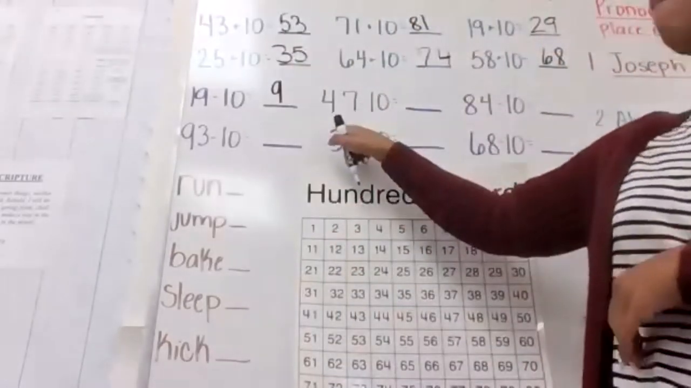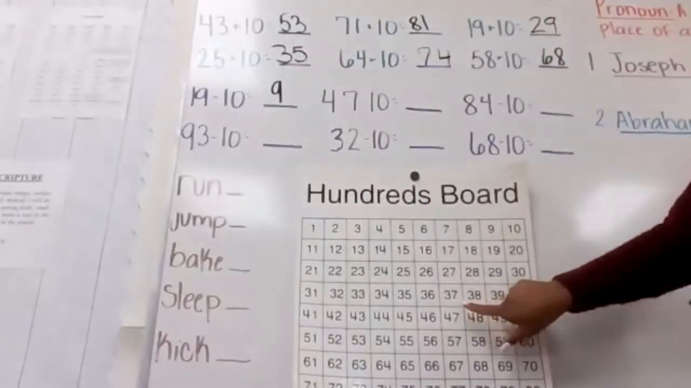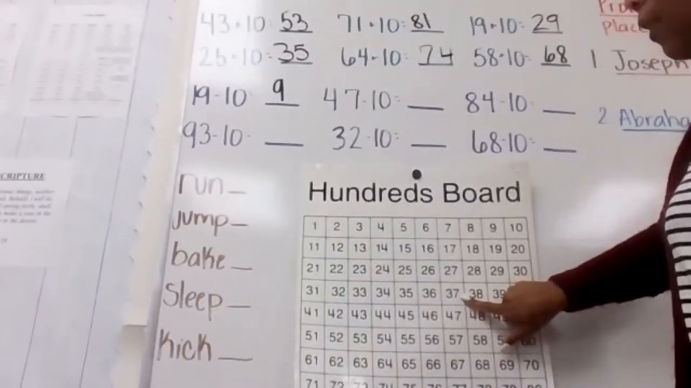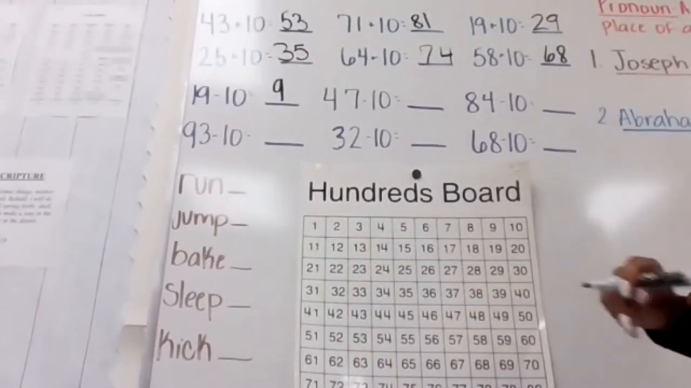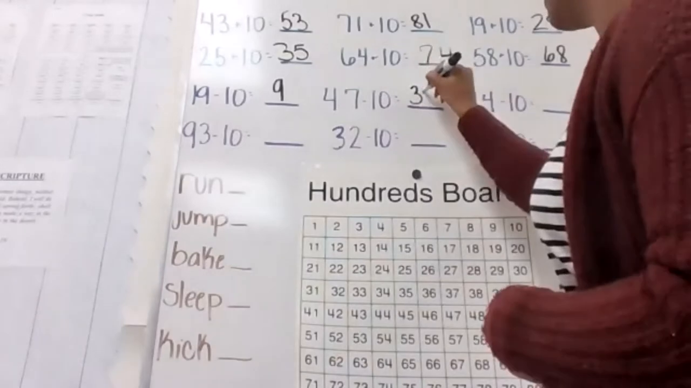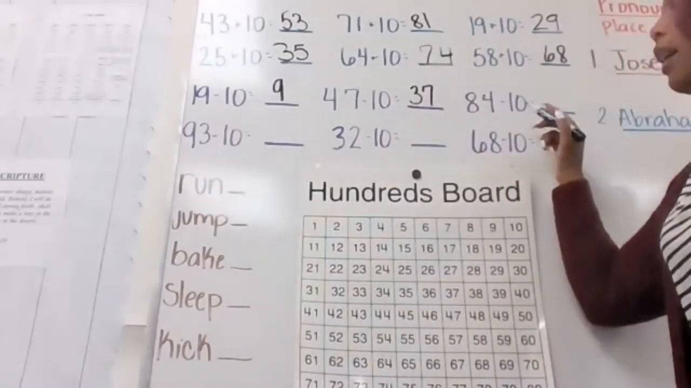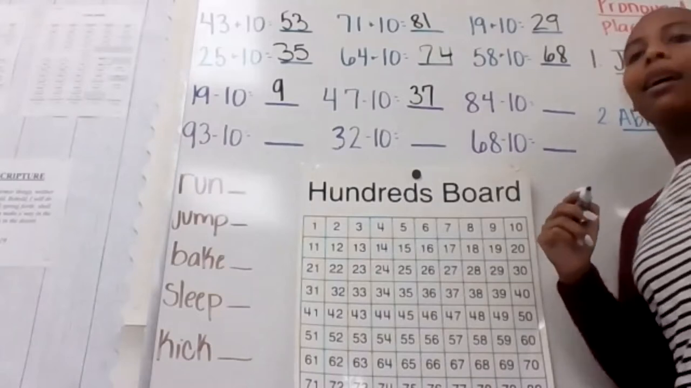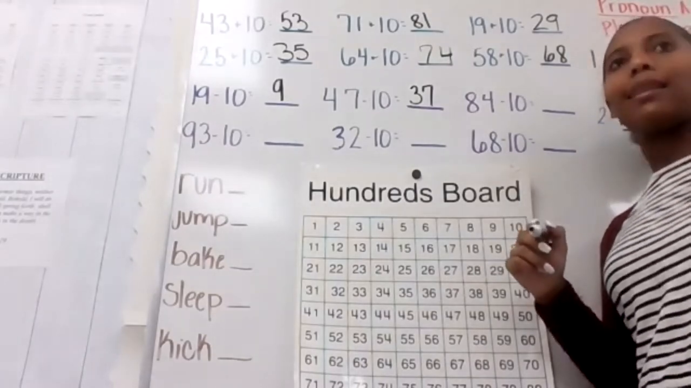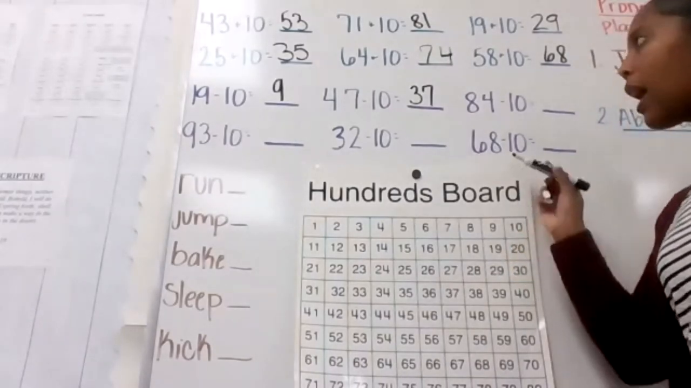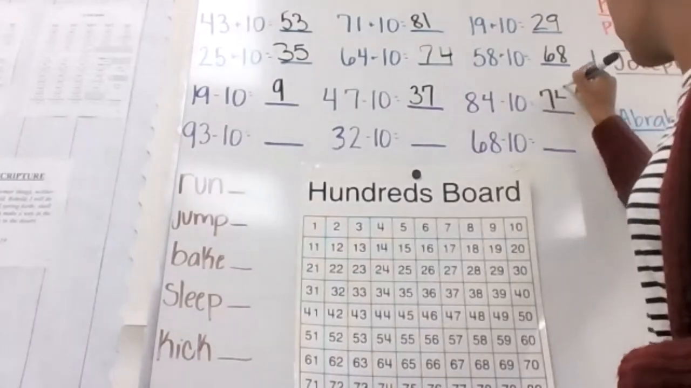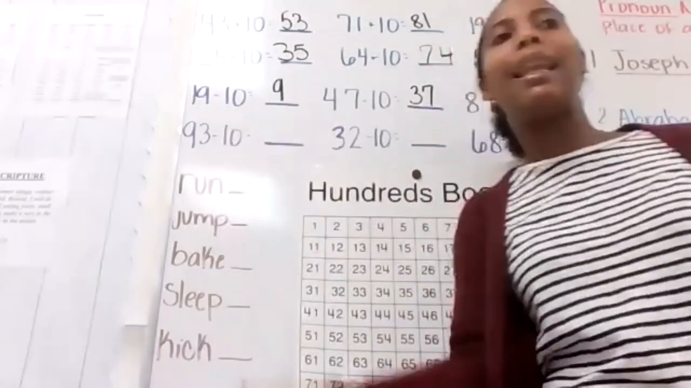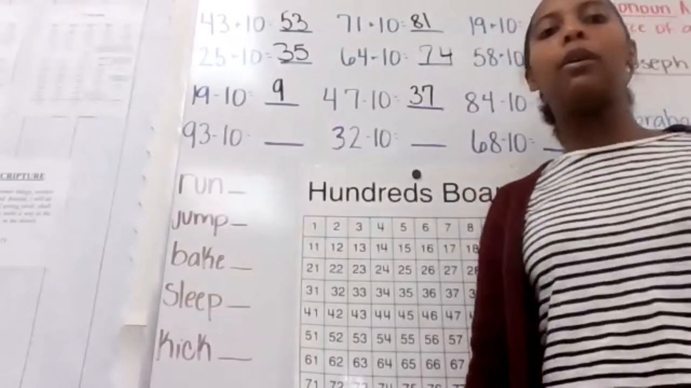Next, I have 47 minus 10. So 47 minus 10, I'm going back 10. So that would be 37. It's a pattern. 84 minus 10, I'm going back 10. 10 less than 84? 74. 93 minus 10, 10 less than 93 would be?